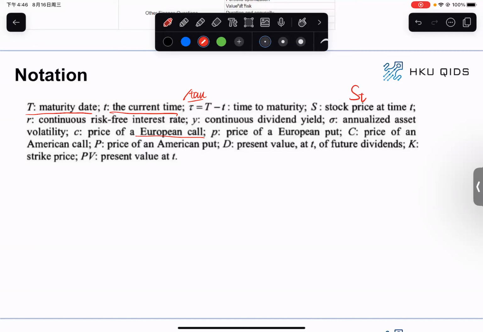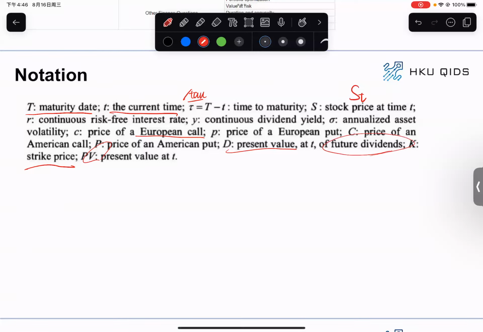And we have PV, the present value, which is also the discounted value of some future cash flows, right? And we also have K, which is the strike price of an option, and present value is just the PV, okay?